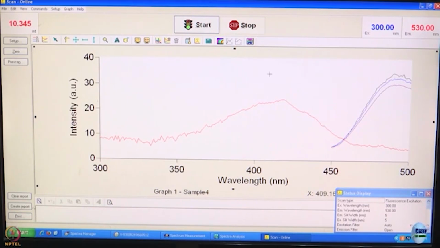That is what we wanted to show you in how actual steady state absorption and emission spectra are recorded.